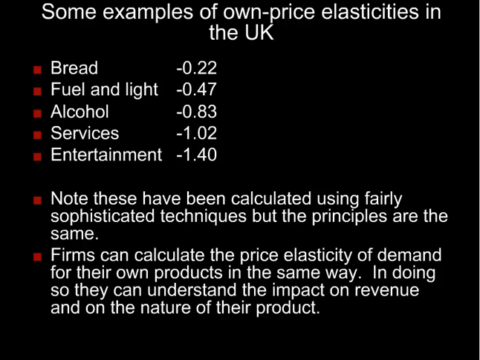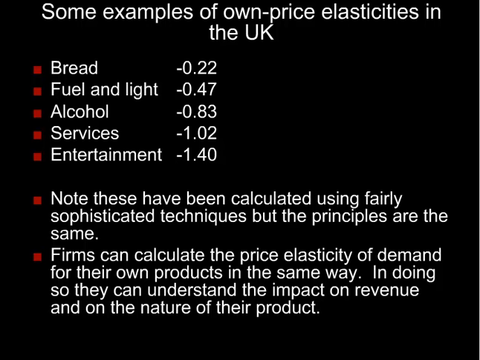Finally, I thought we ought to end just on some examples of own price elasticities in the UK. The term own price is one that's often used. It's indicating the price of the particular good. And here we've got some elasticities for the UK. They're all negative numbers, obviously. As the price goes up, the quantity goes down. But bread and fuel and light and even alcohol are what we call price inelastic in demand. Services and entertainment are price elastic. They've got values greater than 1.